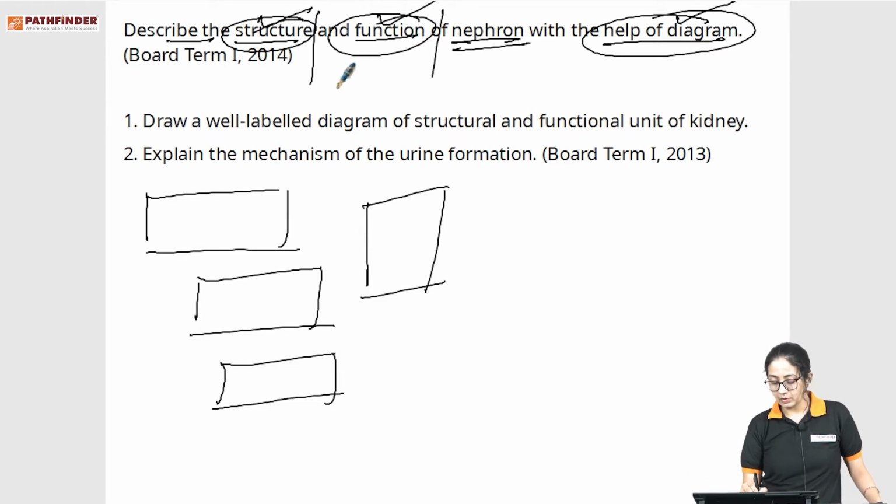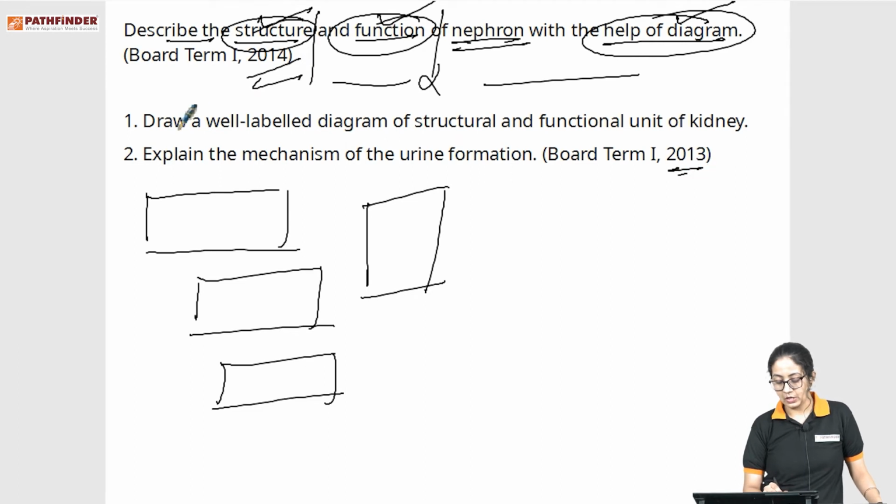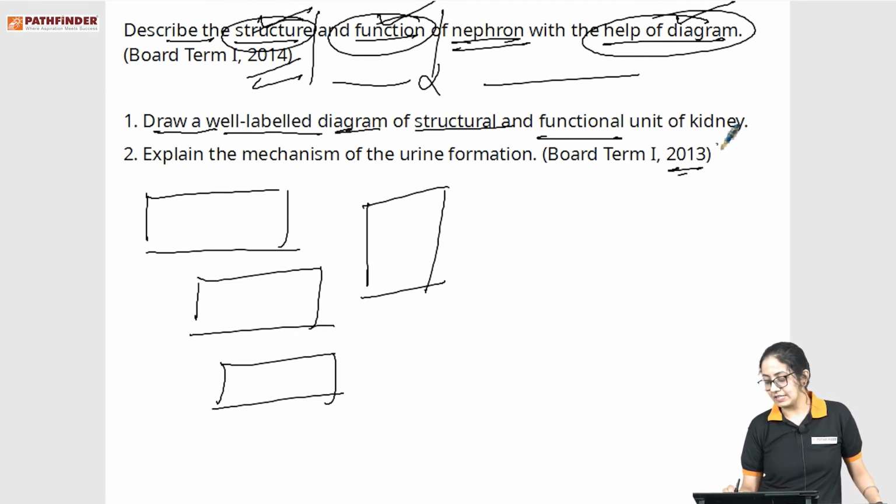Now this from the same question, same thing, you had another question the previous year. This was 2014, and in 2013 again you had been asked a question like, draw a well labeled diagram of structural and functional unit of kidney. Okay, now they have not given you nephron directly, they have just mentioned structural and functional unit of the kidney. Okay, now here only one part of the question is asked, labeled diagram.